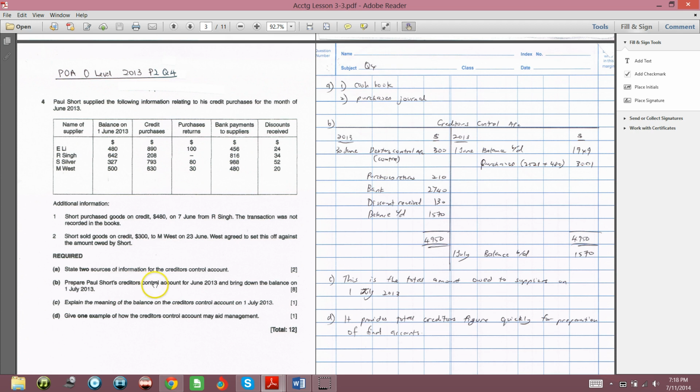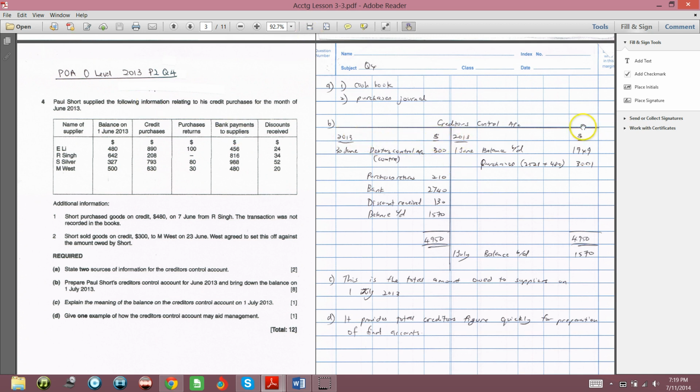Prepare Paul Short creditors control account for June 2013 and bring down the balances on 1 July 2013. Okay, so the new syllabus for O-level says that your account can be in T account format or can be in columnar form. So I'm more comfortable in doing T account format. That's why I do it in T account format. That is allowed according to the syllabus, the latest new syllabus guide, syllabus 7175 for O-level.